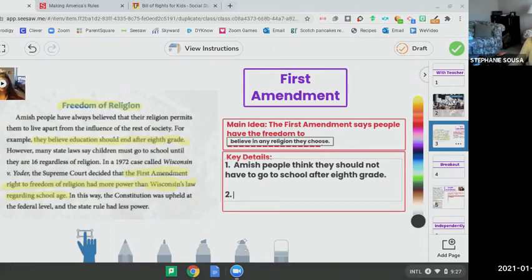So again, I took what was in the text. I didn't copy it. I didn't type exactly what it said. Okay, I showed what it was that I understood from the text. And I understood that they don't have to go to school until after 8th grade. So I said the same thing that the text said, but I put it in my own words so that it would make sense to me. Give you a few seconds more to finish typing that.